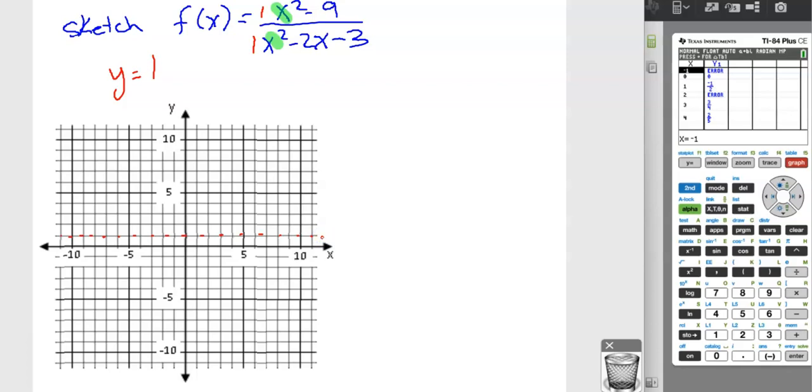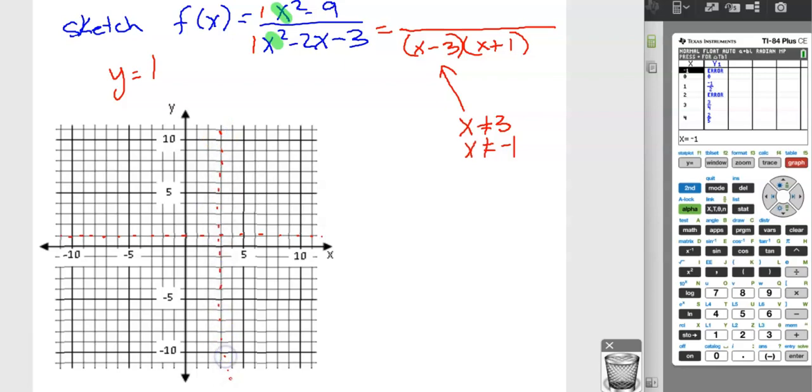Now let's find our vertical asymptote. Our vertical asymptote, it's all about the denominator. If we factor this, x minus 3 and x plus 1, that tells me x cannot be 3 and x cannot be negative 1. So at 3 and at negative 1. And then you just have to consider what's happening in between those numbers.